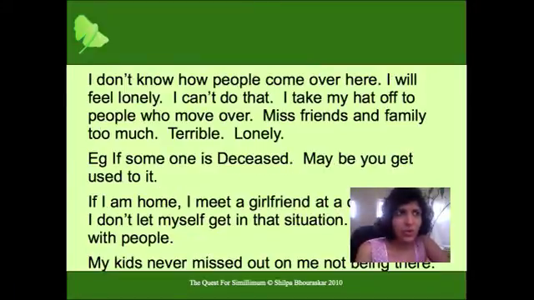And then she says, I don't know how people come over here. I will feel very lonely. I can't do that. I take my hats off to people who move over. I would miss my family and friends too much. It's terrible to be lonely. And especially if someone's dead. So maybe you get used to it, but it's hard. If I'm home, I meet a girlfriend at a coffee shop. I don't let myself get in that situation. I like to be with people. So I don't like being lonely. So she's again emphasized this part about family and being with them and not being lonely.